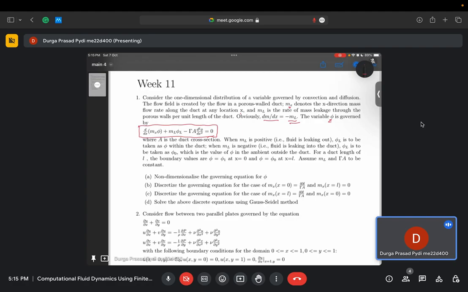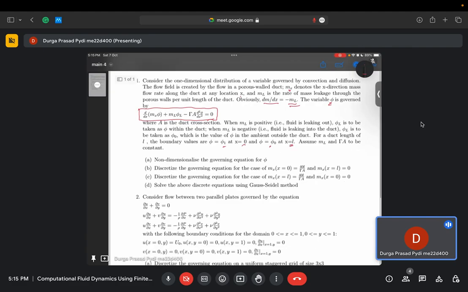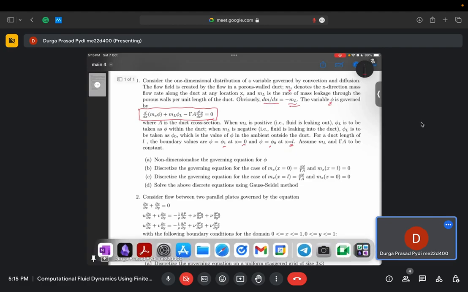If ml is positive, that is, fluid is going out, phi L is to be taken as phi within the duct. When ml is negative, that is, fluid is leaking into the duct, phi L is taken to be phi 0. Phi 0 is essentially the concentration at the outlet, which is the value of phi in the ambient outside the duct. For a duct of length L, the boundary values are given. At x equal to 0, we have phi as phi 1, and at x equal to L, we have phi as phi 0. Assuming ml and gamma A to be constant, the first part asks you to non-dimensionalize the governing equation for phi. We'll start from there.